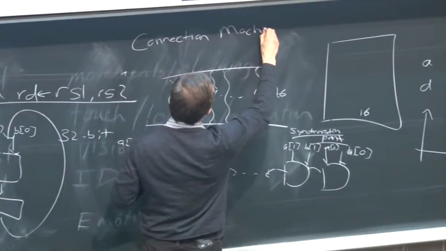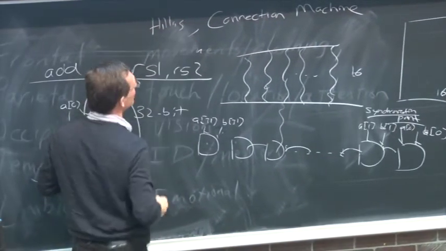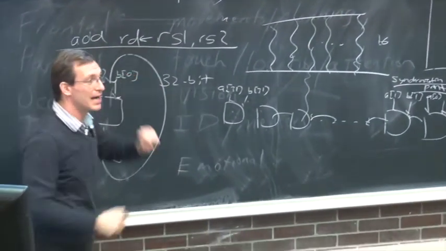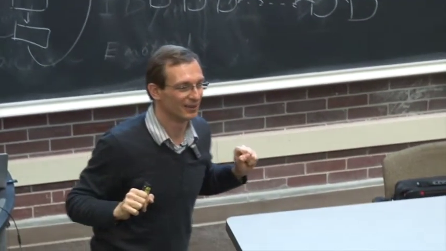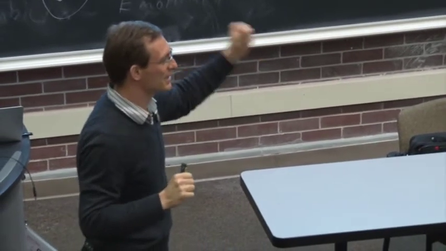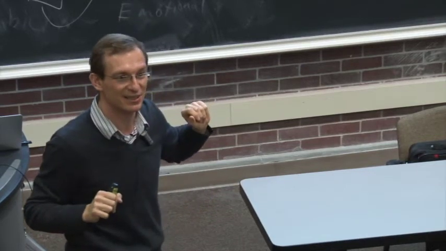You can read about this, and I think we'll get to that at some point. It's from Hillis. It had 64,000 bit serial adders. So you could do 64,000 adds at the same time. This is late 80s, late 1980s.